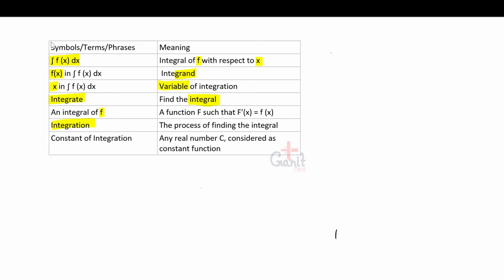What is integration? The process of finding the integral is integration. What is the constant of integration? Any real number c is considered the constant of integration. It is a real number because it lies on the y-axis, as we have seen in the geometric representation. Now we'll move on to properties.